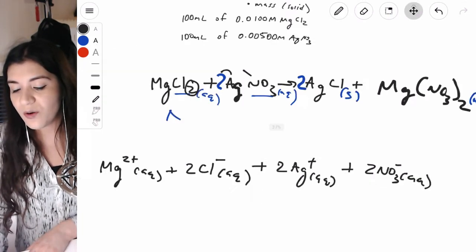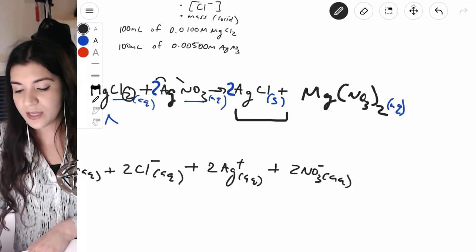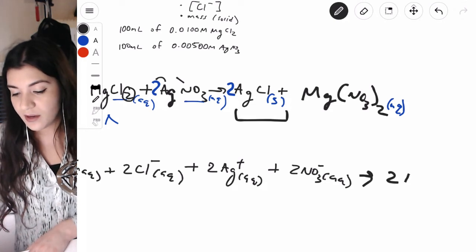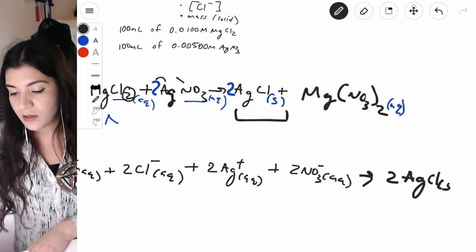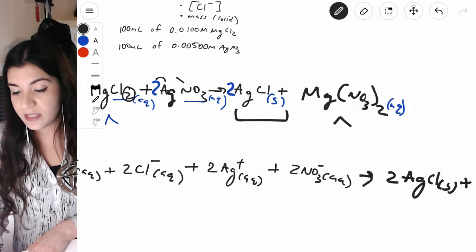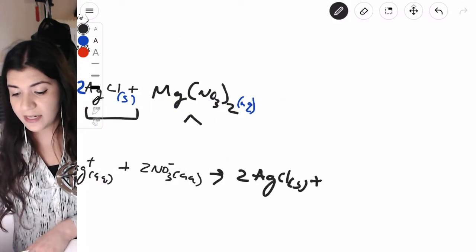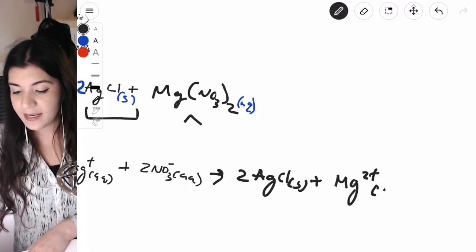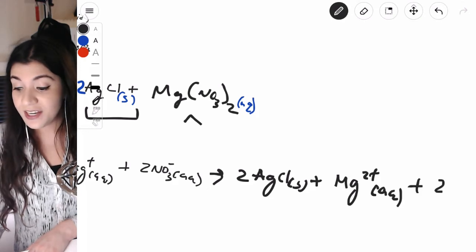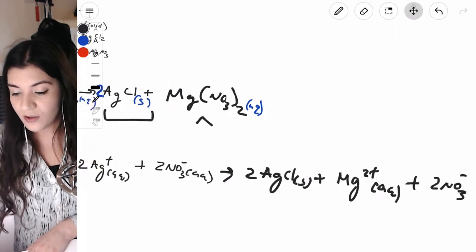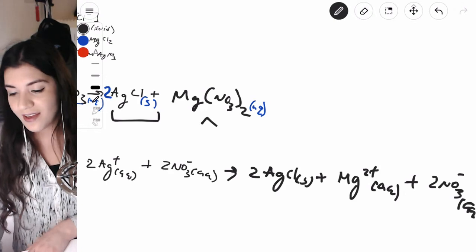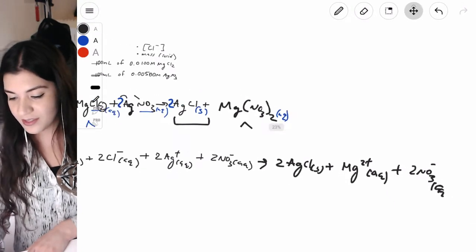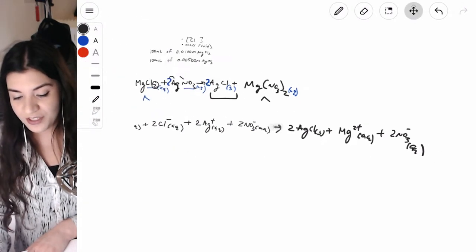Okay. And then we'll keep going. Now, we never break apart the solid, so we'll leave that intact. That's not going to change whatsoever. But this will break apart since it is aqueous. So we'll have magnesium with a 2+, and that's aqueous, plus 2 nitrates, and that's also aqueous. Then we'll cancel everything out of this total ionic equation.